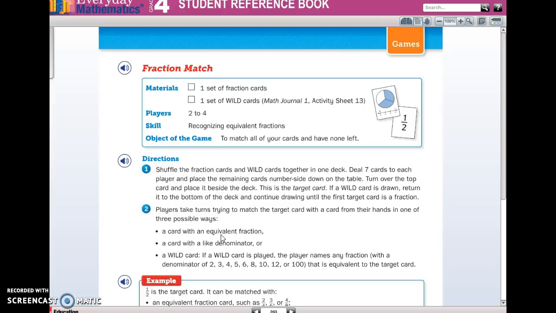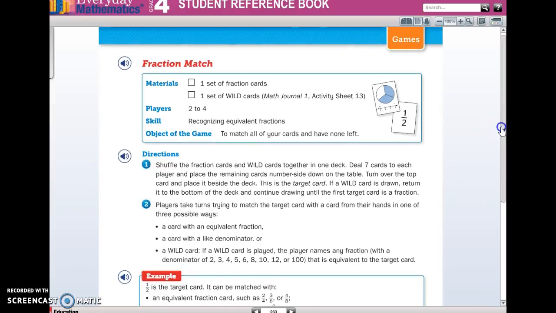If you ever played Uno, where you're laying cards from your hand onto a stack with a specific card, it has to be related to that card. So materials, you're going to need one set of fraction cards, one set of the wild cards, a couple people to play with, 2 to 4, and we are working on recognizing equivalent fractions, boys and girls.